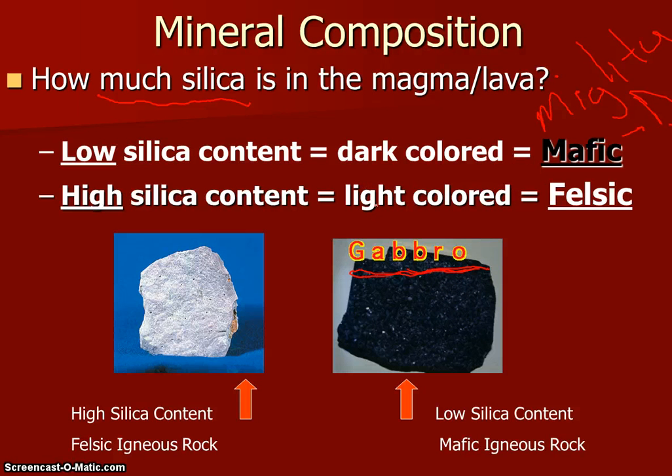They're not always black, but they're dark. High silica content means it's light colored and it's felsic. So silica is a light colored element, and if there's a lot of it there, then you're going to have a light colored rock. And I think of this as the fair felsics are light. Fair felsics. And you can see in our picture down here, we have a very high silica content felsic igneous rock because it is just about white in color.